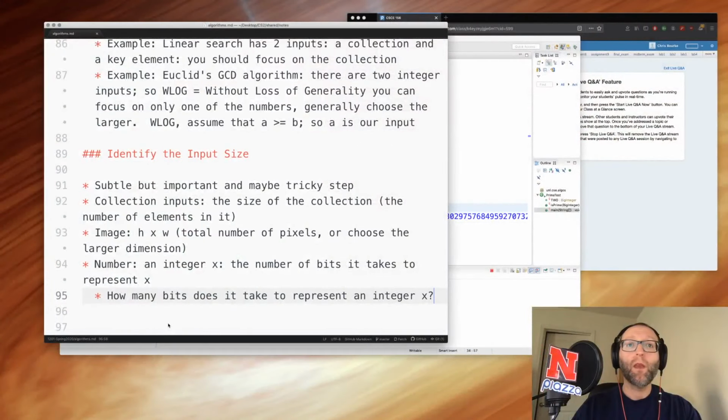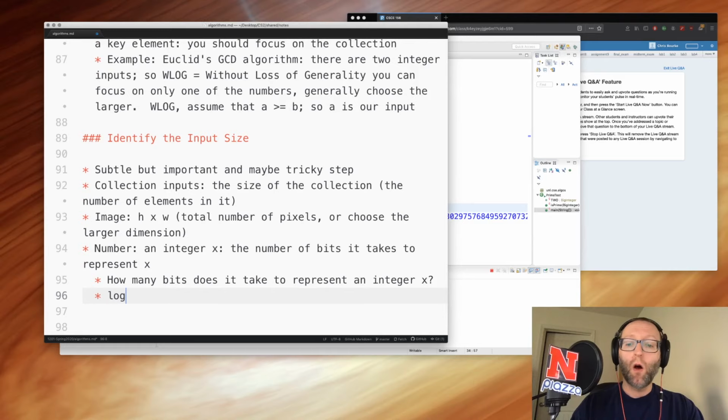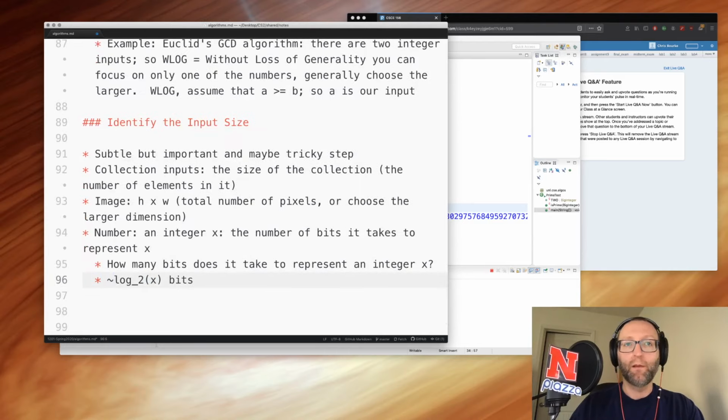Okay? So how many bits does it take to represent an integer x? It's going to be log base 2 of x bits, roughly. Right? Now you could take the ceiling on that, you can take the floor on that, and come up with a simplified version of that. But that's going to be our input size. It's going to be n is equal to log base 2 of x. Right? Why is this important?